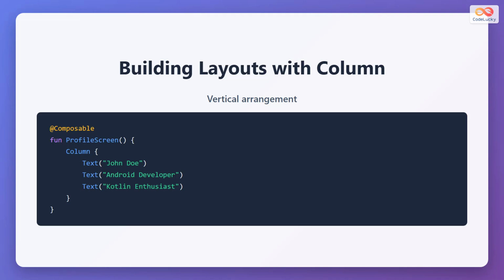Column is a composable that arranges its children vertically. In this example, we create a ProfileScreen function that uses a Column to stack three Text components. The first displays "John Doe," the second shows "Android Developer," and the third displays "Kotlin Enthusiast." All three text elements are automatically arranged one below the other in a vertical layout. This is much simpler than defining a LinearLayout with vertical orientation in XML.